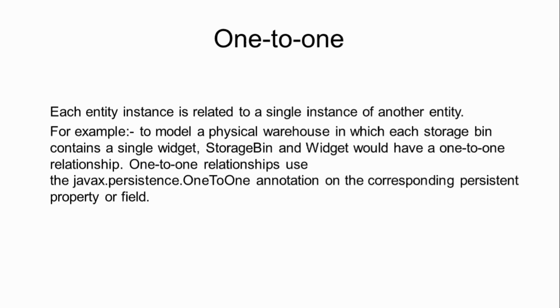One to one relationship. Each entity instance is related to a single instance of another entity. For example, to model a physical warehouse in which each storage bin contains a single widget, storage bin and widget would have a one-to-one relationship. One-to-one relationships use the javax.persistence OneToOne annotation on the corresponding persistent property or field.